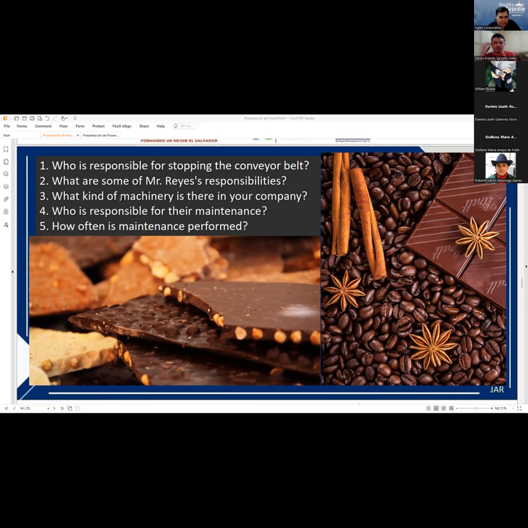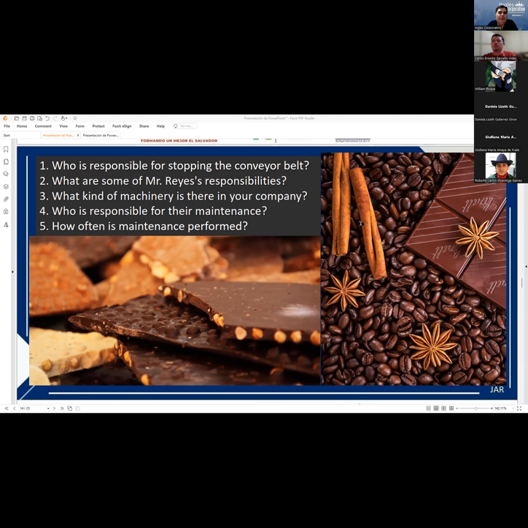Let's see. What are some of Mr. Reyes's responsibilities? Push this red button to start the conveyor belt. But what are the responsibilities? Classify good and bad chocolate. Exactly. And after that? At the end of the day, he writes a report. So his responsibilities are to classify the chocolate and write a report.